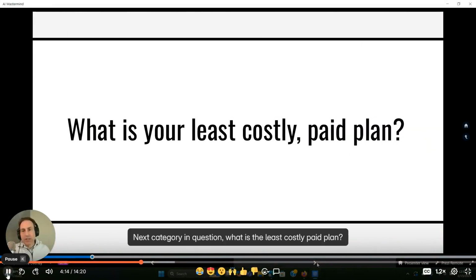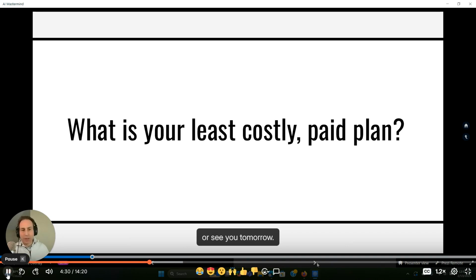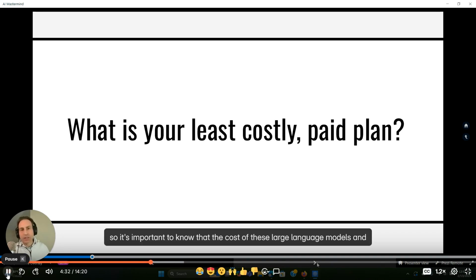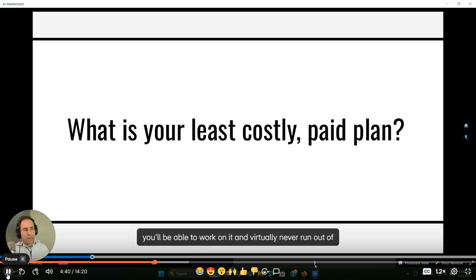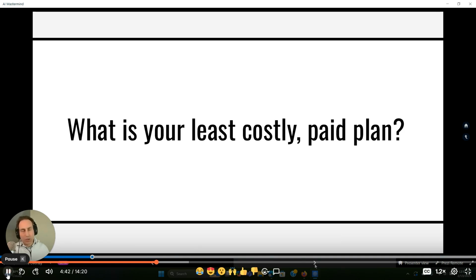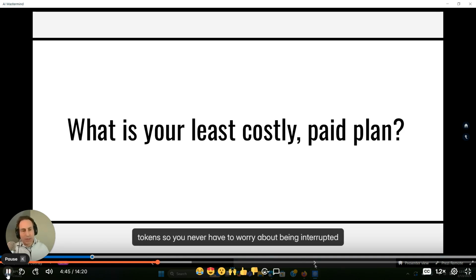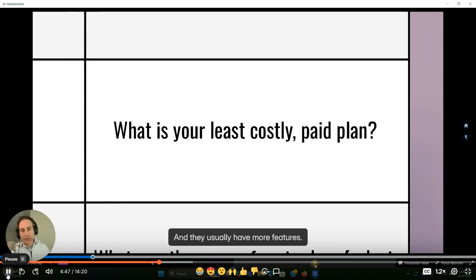Next category and question, what is the least costly paid plan? Now, I ask this question because for many people, as they're using the free plan, you run out of tokens very quickly. You've used your tokens for the day. See you in 3 hours or see you tomorrow. So it's important to know the cost of these large language models and which one is the least costly. You'll be able to work on it and virtually never run out of tokens, so you never have to worry about being interrupted. And they usually have more features.